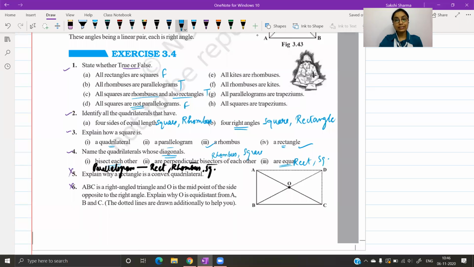Rhombus बनने के लिए सारी sides equal होनी चाहिए. Kite में सारी sides equal होती हैं? No. False. Rhombuses are kites. To be a kite, you want adjacent sides to be equal. Two distinct pairs of adjacent sides equal. Does that happen in a rhombus?